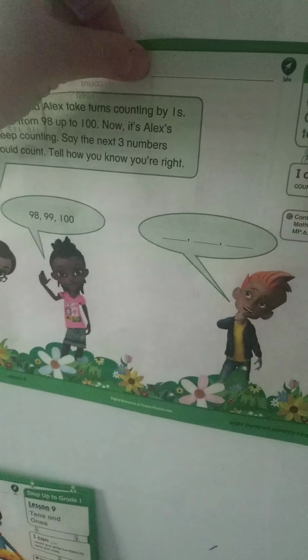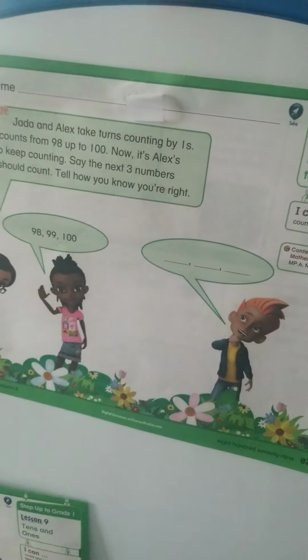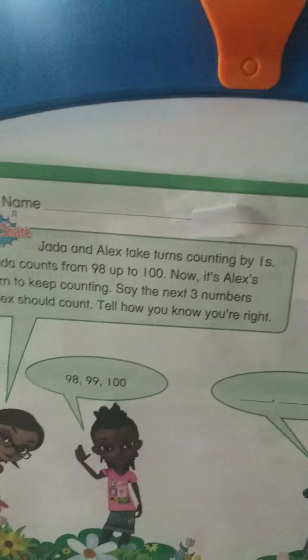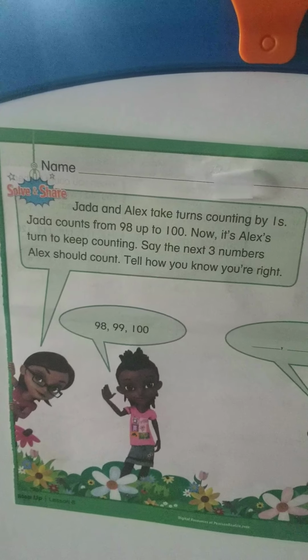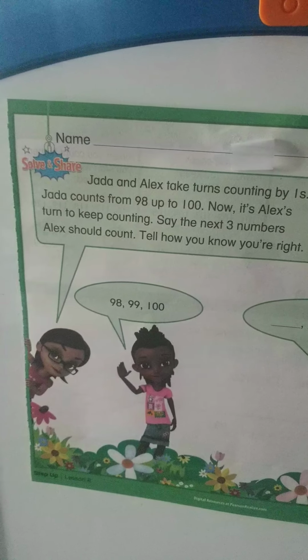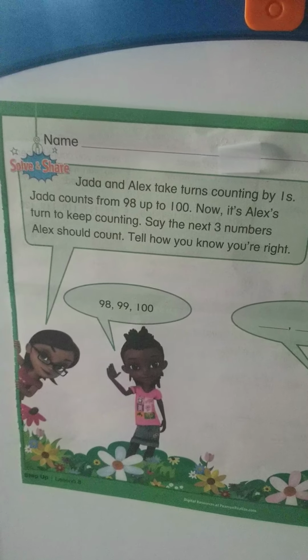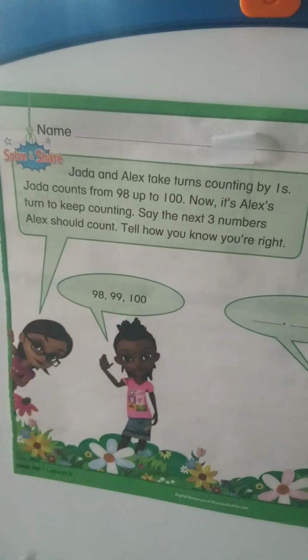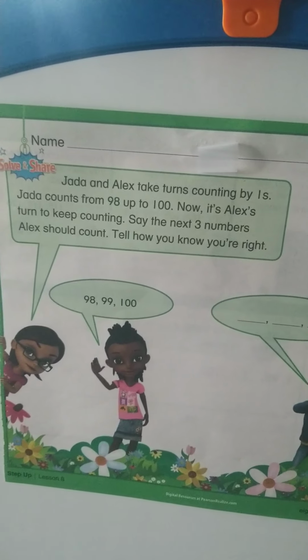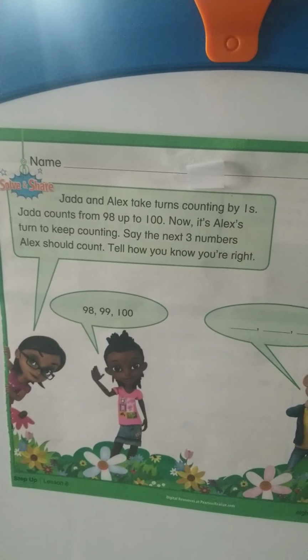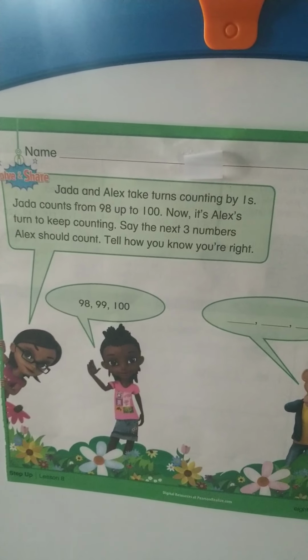Let's look at lesson 8. Count by ones to 120. Oh man, that's a lot. Let's see what it says here. Jada and Alex take turns counting by ones. Jada counts from 98 up to 100. There she is. 98, 99, 100. Now it's Alex's turn to keep counting. Say the next 3 numbers Alex should count. Tell how you know you're right.